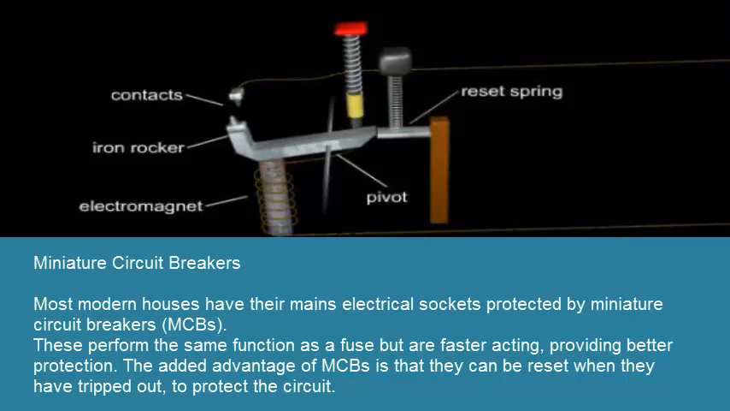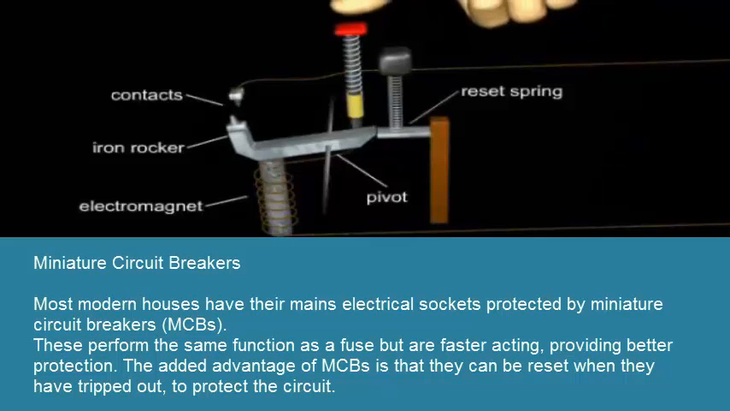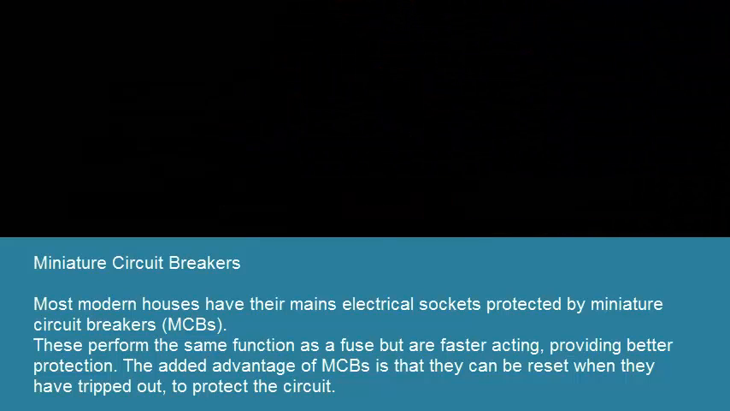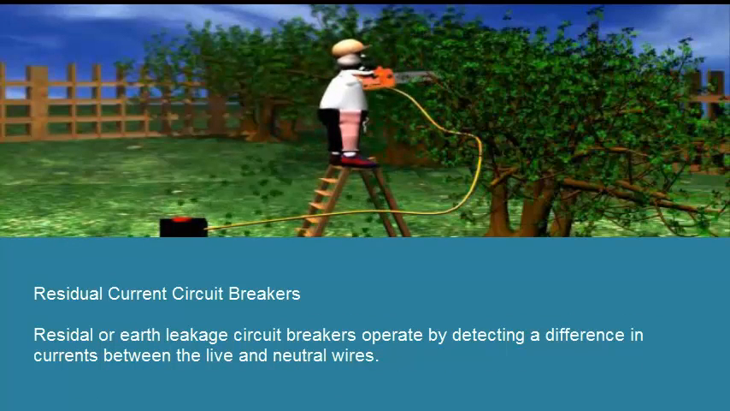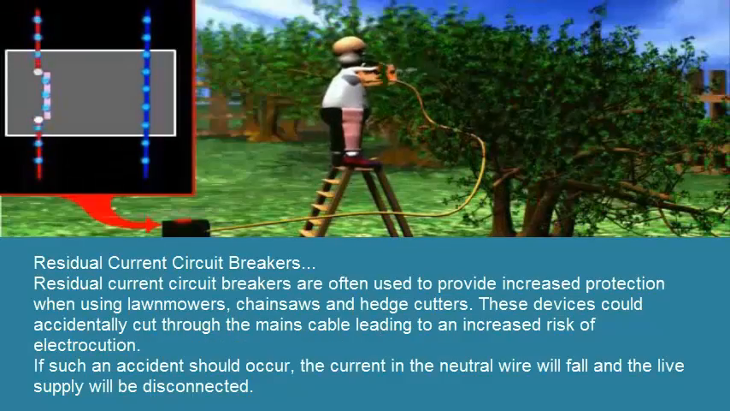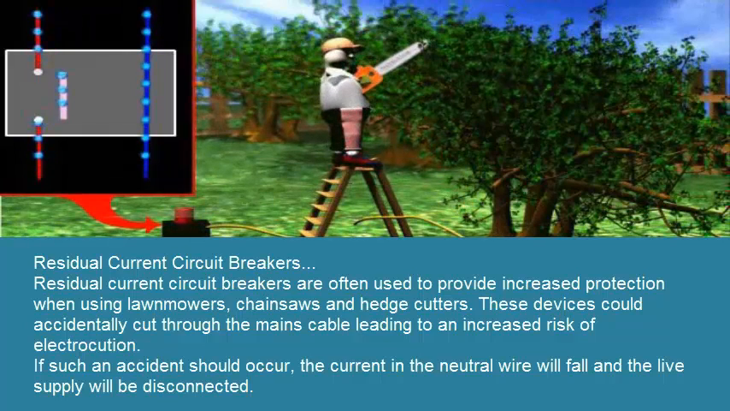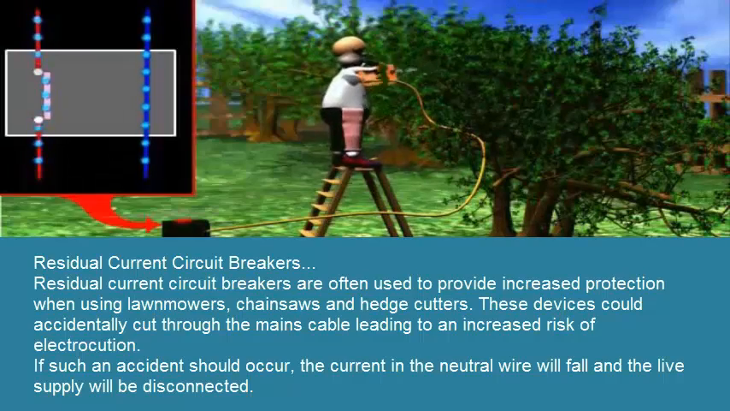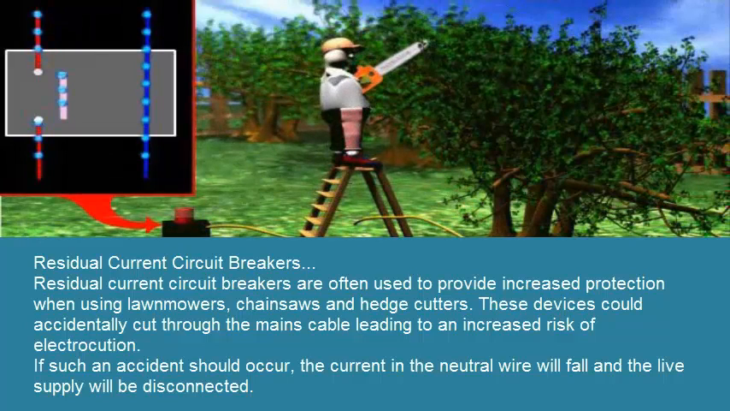Most modern houses have their mains electrical sockets protected by miniature circuit breakers, MCBs. These perform the same function as a fuse but are faster acting, providing better protection. The added advantage of MCBs is that they can be reset when they have tripped out to protect the circuit. Residual current or earth leakage circuit breakers operate by detecting a difference in currents between the live and neutral wires. Residual current circuit breakers are often used to provide increased protection when using lawnmowers, chainsaws and hedge cutters. These devices could accidentally cut through the mains cable, leading to an increased risk of electrocution. If such an accident should occur, the current in the neutral wire will fall and the live supply will be disconnected.